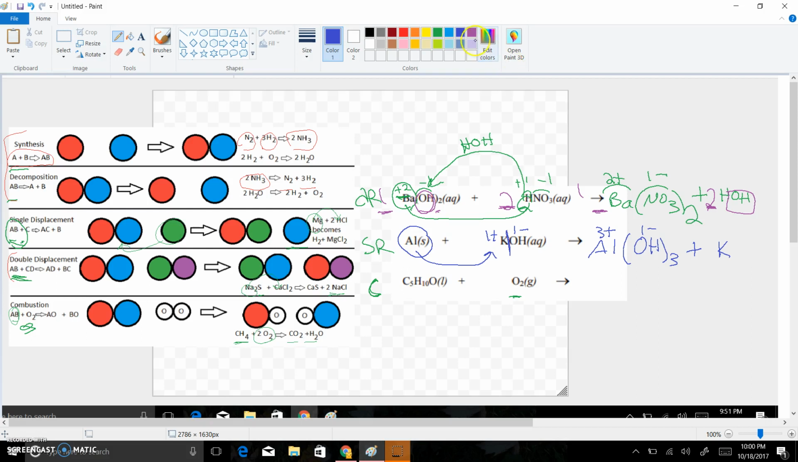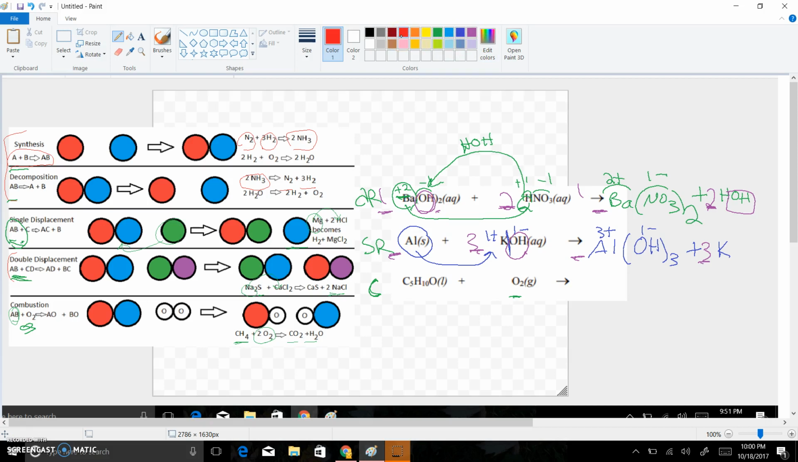Now I've got to balance the equation. That means I've got to put the big numbers up front. So I can see I have 1 hydroxide on this side and 3 on this side. So I'm going to need a 3 up front here. That creates 3 potassium, so I'll put a 3 there, and I'm good. I'm balanced. Moving on to our last example.